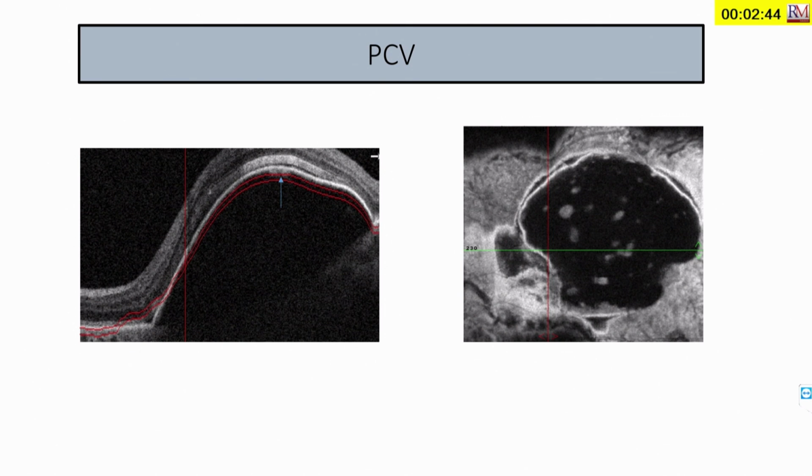OCT can aid in the diagnosis of PCV in the form of double layer sign, multiple PEDs, and also we can delineate polyps here, which can be detected very clearly by en-face FAST image. And we can also delineate that the slab here involves the underneath surface of the RPE.